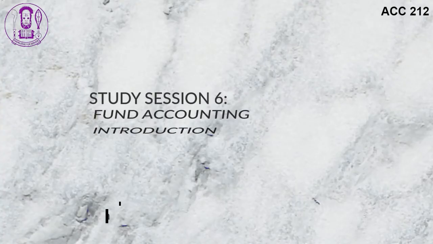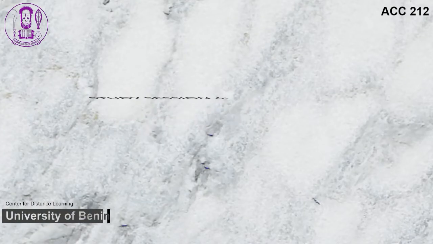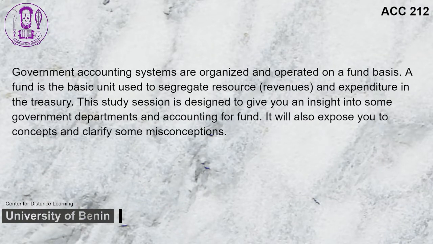Study Session 6, Fund Accounting. Introduction. Government accounting systems are organized and operated on a fund basis. A fund is a basic unit used to segregate resources, revenues, and expenditures in the Treasury. This study session is designed to give you an insight into some government departments and accounting for funds. It will also expose you to concepts and clarify some misconceptions.